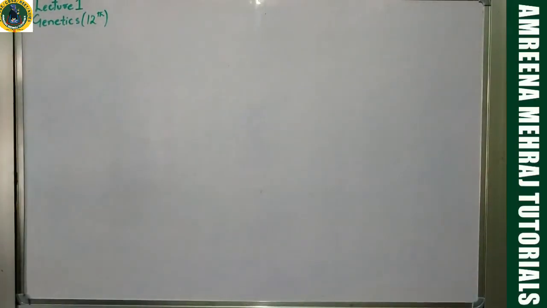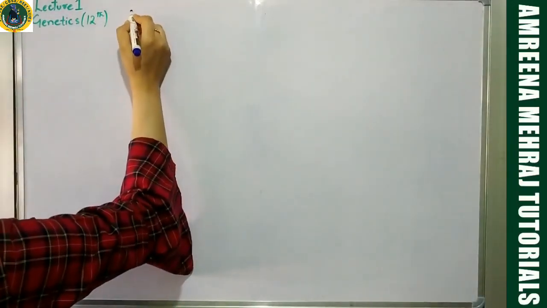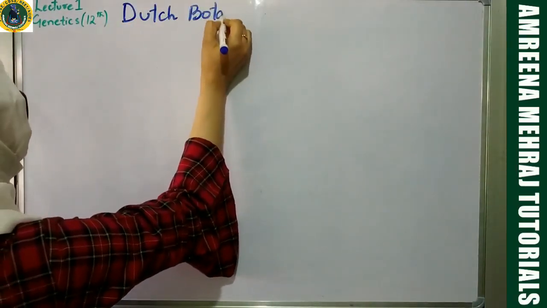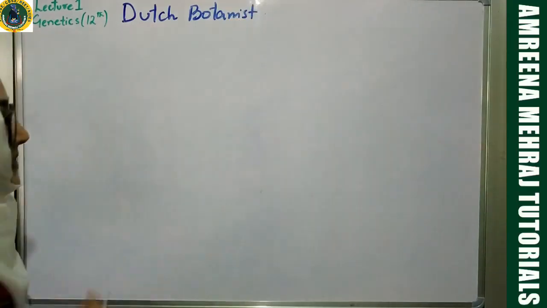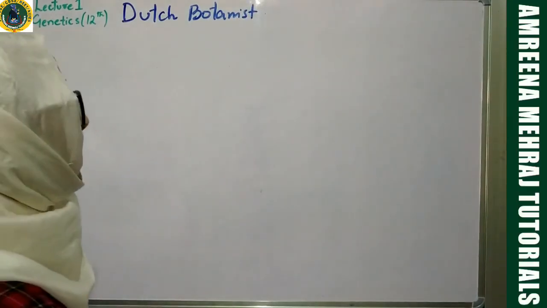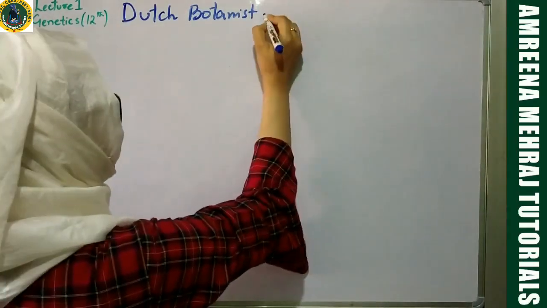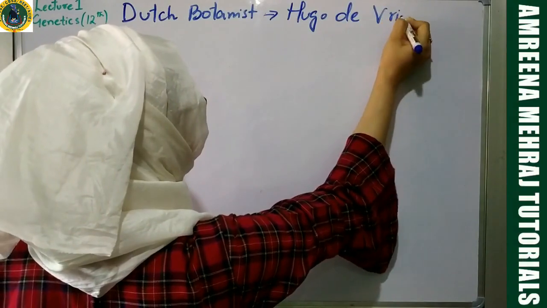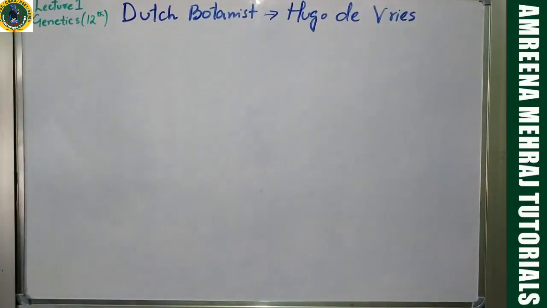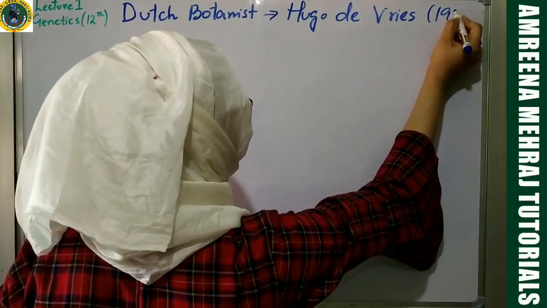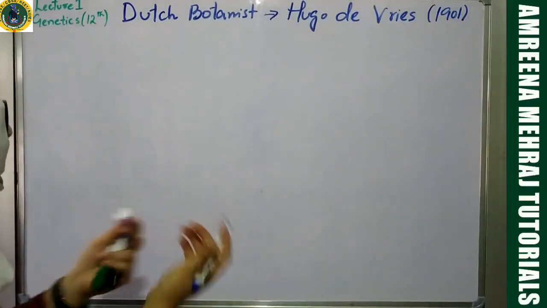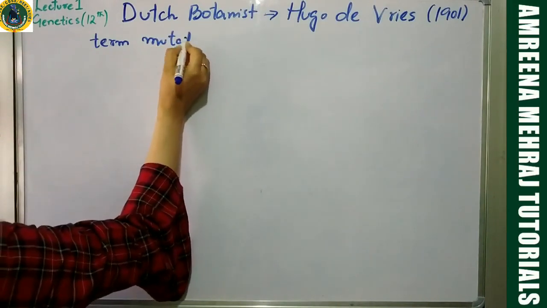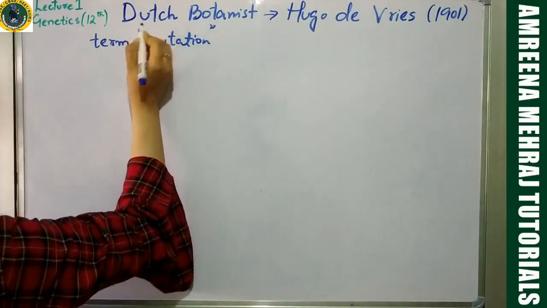Okay, so here you must know this scientist. He is a Dutch botanist. A botanist is somebody who studies plants. So a Dutch botanist, his name was Hugo de Vries. He is a prominent and eminent scientist. In the year 1901, he introduced this term. So the term mutation, if you are asked who gave this term mutation?